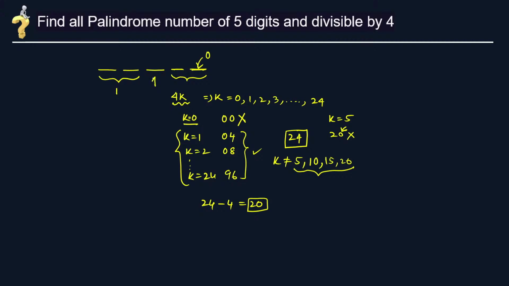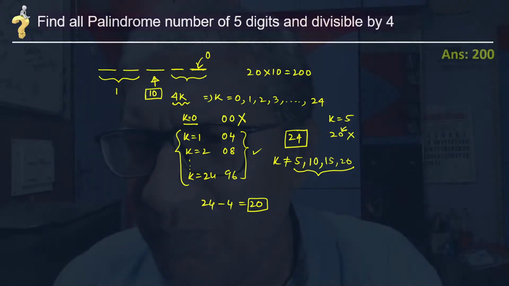But in this position, I don't have any restriction. So any digit of these 10 digits can come in the middle place. Therefore, the total number of such 5-digit palindrome numbers formed, which are all divisible by 4, will be 20 into 10. That gives us 200. So 200 such 5-digit palindromic numbers are there, such that they are all divisible by 4.